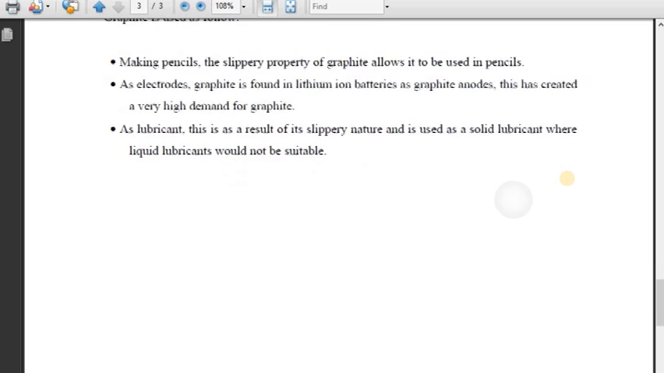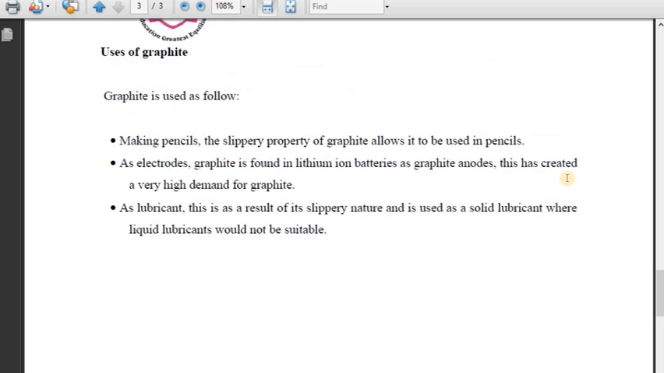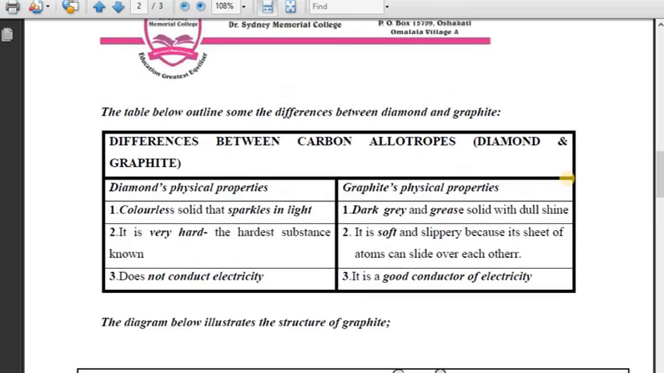There are times when you can't use a liquid, because it probably interferes with the mechanism or the system. So you then have to use a solid lubricant. And when you have to use a solid lubricant, who do you turn to? You turn to your graphite, and it plays that role perfectly, right? So physical properties: dark gray, soft, good conductor of electricity.